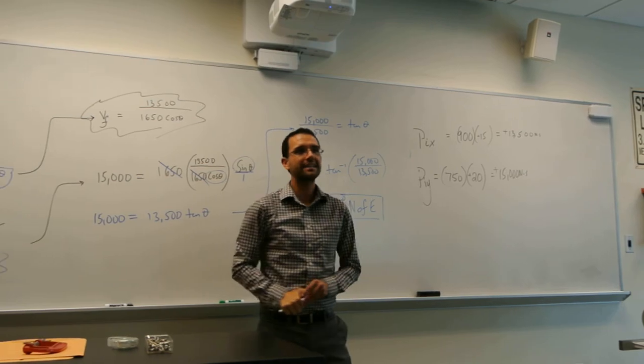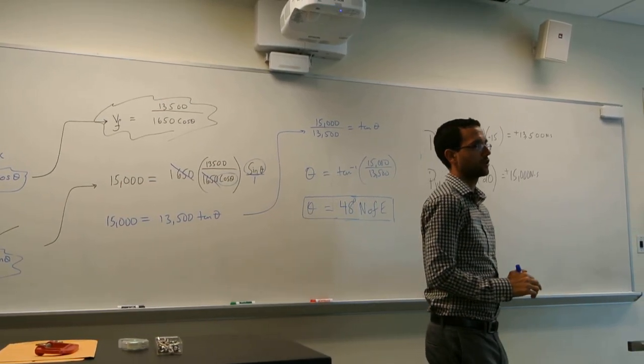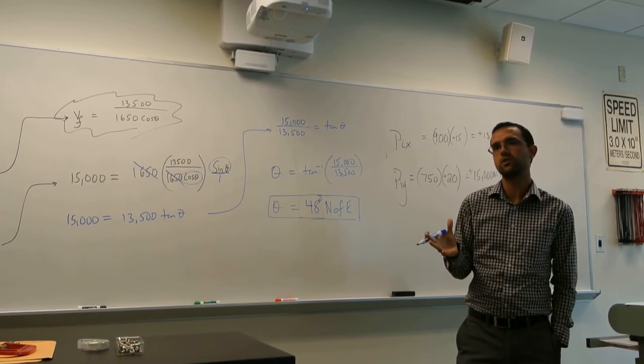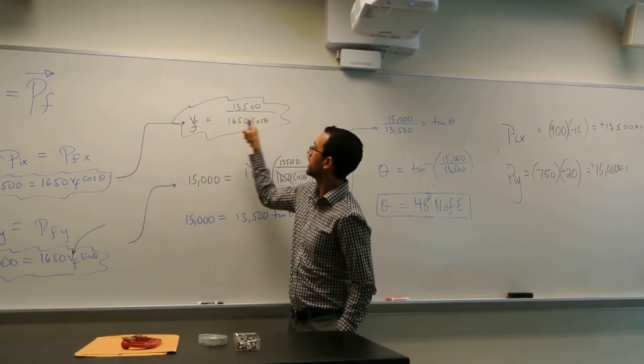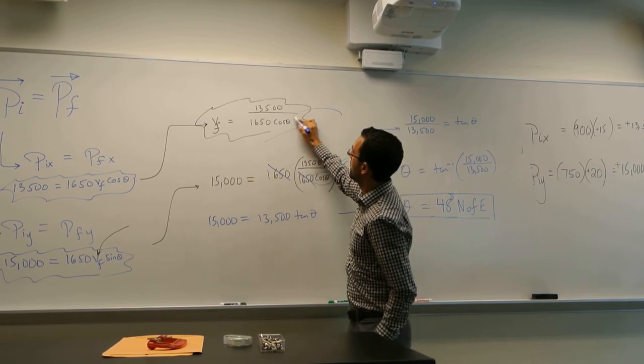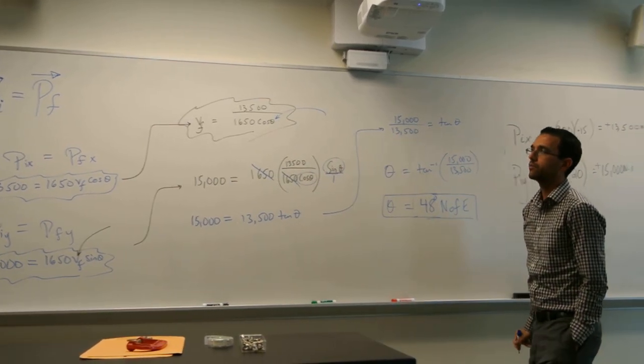So now, how would I get the final speed of the wreckage? Would I have to do this all over again, or is there an easier way? Plug it back in, right? I have a relationship between the final speed of the wreckage and the angle. So all I would have to do now is just substitute theta right there.